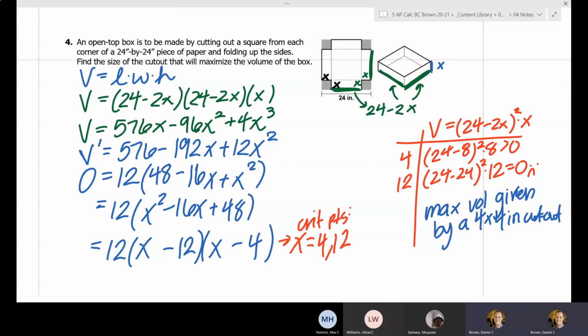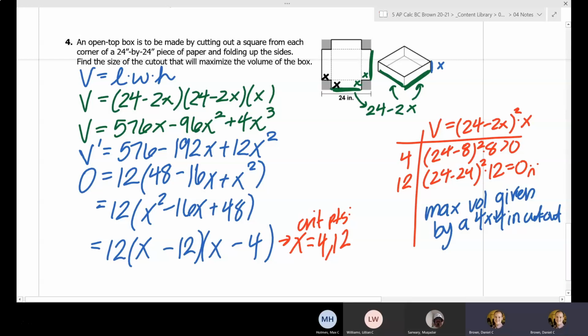All right, so there is my work. Again, kind of following that same process. Optimization problems are pretty predictable. Like, you need one equation in a single variable. I need a volume equation, so I'm thinking about this box. If I let x be the size of a cutout, this is a 24 by 24 sheet of paper.